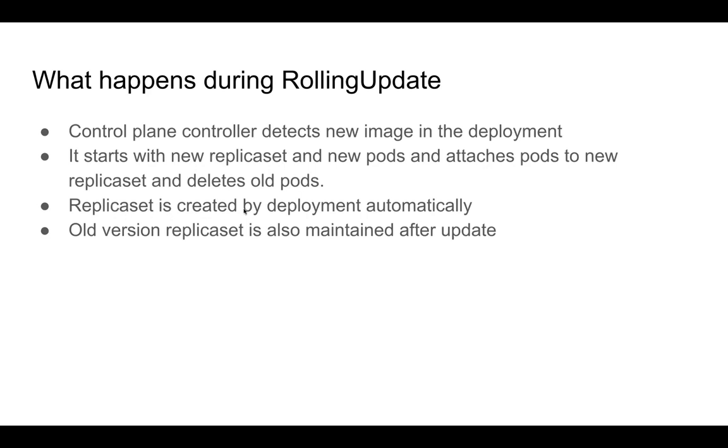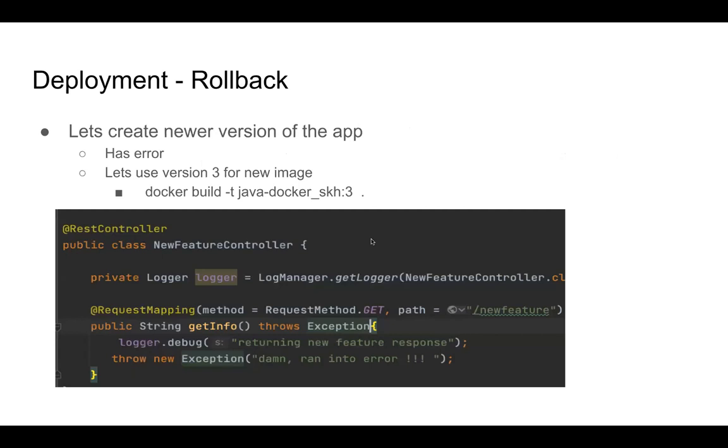Now the replica set is created by the deployment automatically. You would have seen we never ran any command to create any replica set. We just set the new image, and the replica set and the associated pods are created by Kubernetes automatically, and the old pods of the old replica set also got deleted by Kubernetes automatically. So this is a reiteration: the old version replica set is maintained after the update.